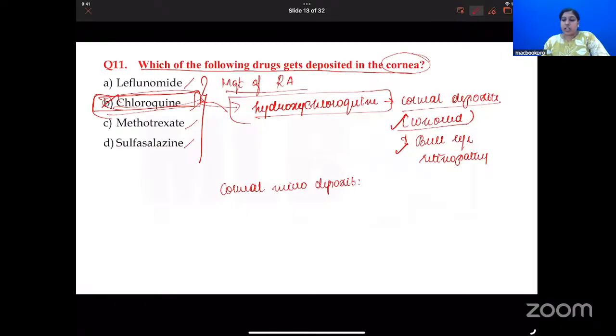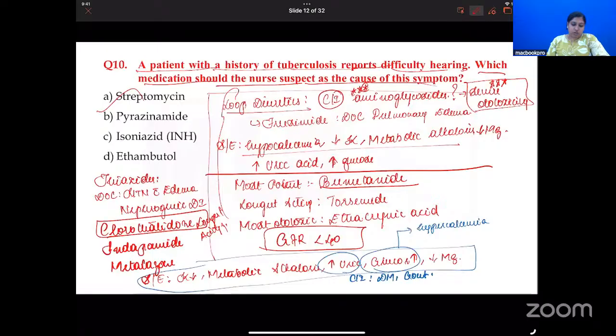Which other drug can cause corneal microdeposits? It is your important drug, that is amiodarone. Amiodarone causes corneal microdeposits. Remember this thing. So I would like to add a few words on another thing, like in the previous question we had a word on insulin also.